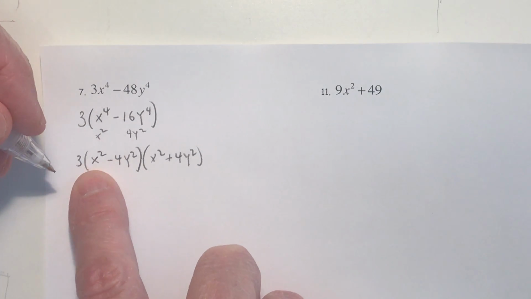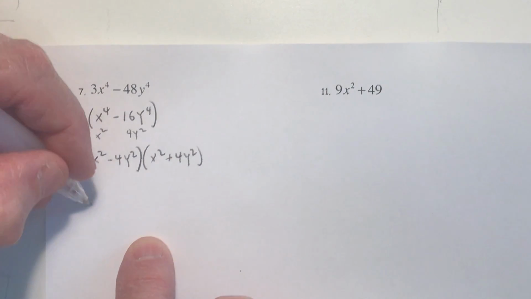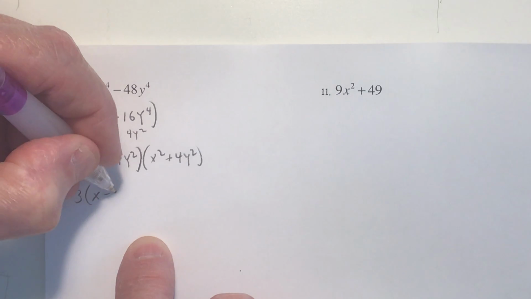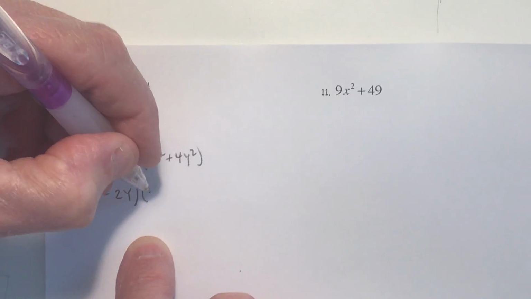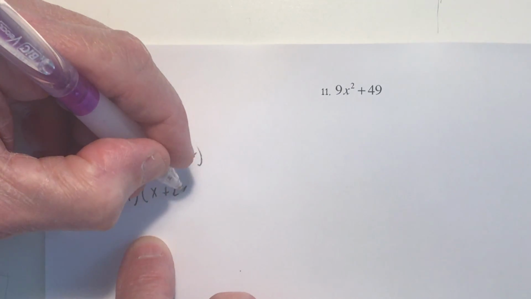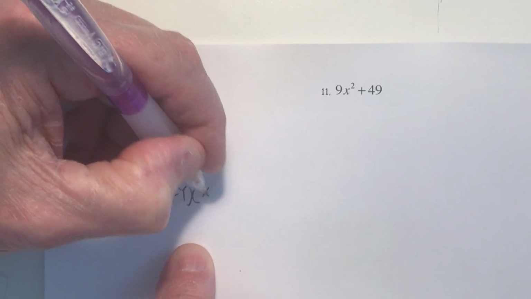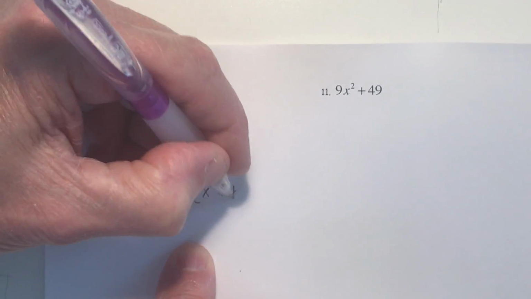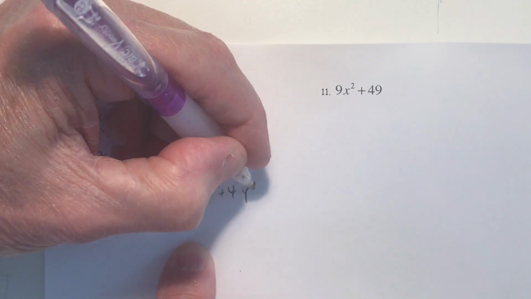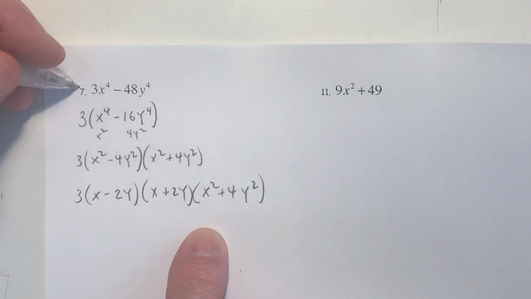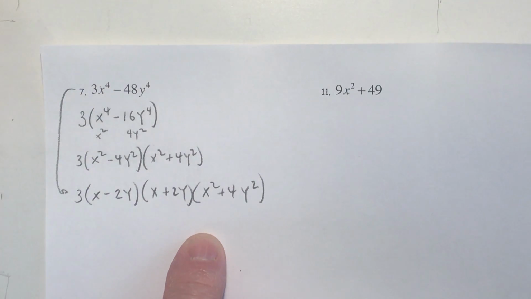But this is the square of x minus the square of 2y. X and 2y. Make one of them minus, the other one plus. Don't lose that piece. Oh, be careful. There's our complete factorization for number 7.